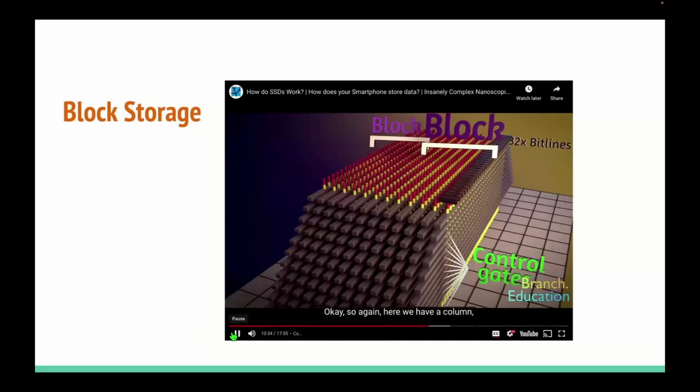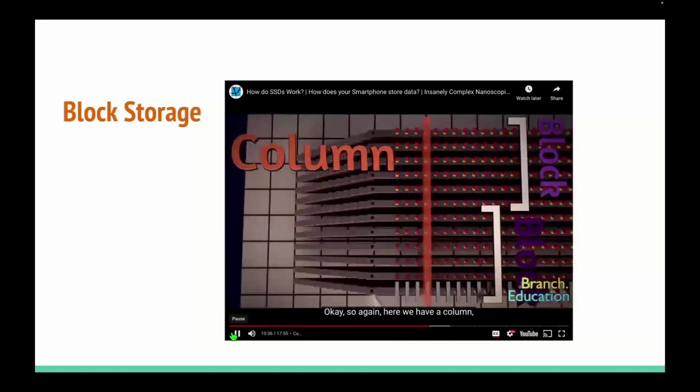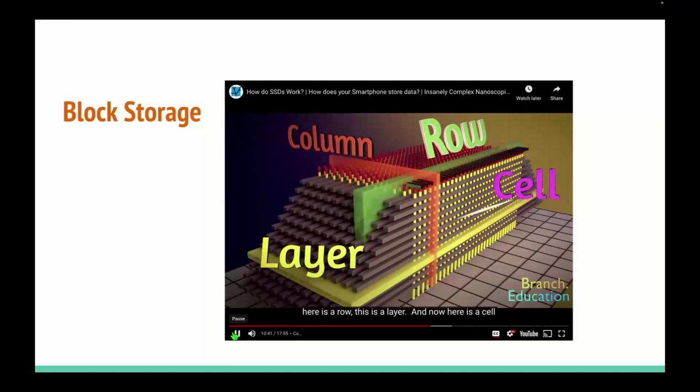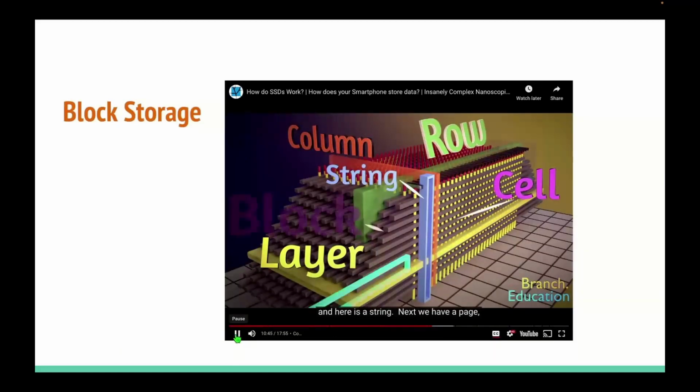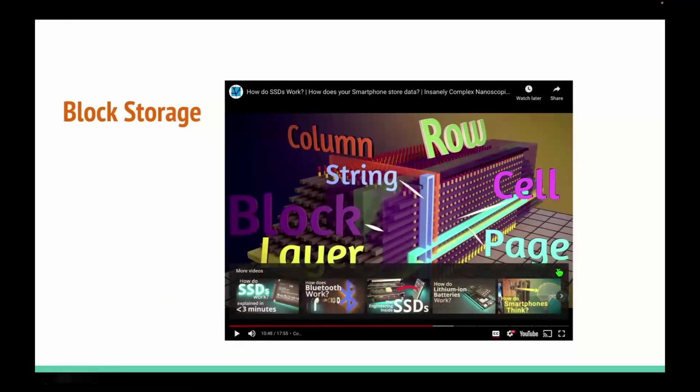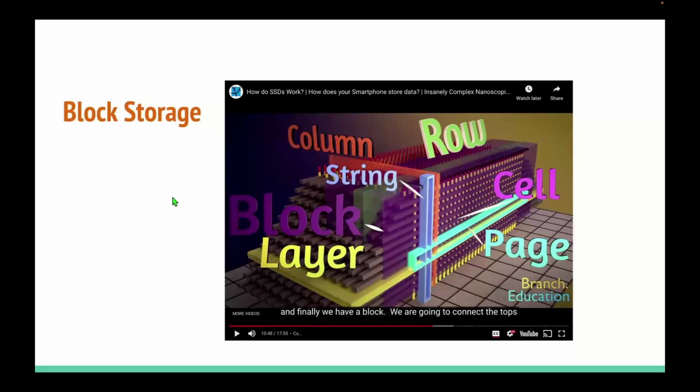Okay, so again, here we have a column, here's a row, and this is a layer. And now here's a cell, and here's a string. Next, we have a page. And finally, we have a block. I thought that was just comically confusing, the way they added all these things. Like, let's just, don't forget.